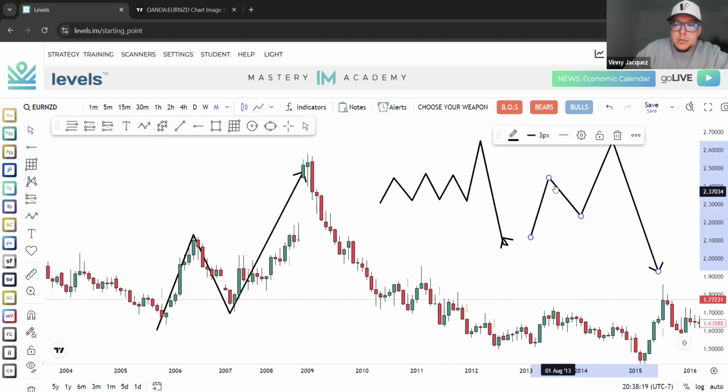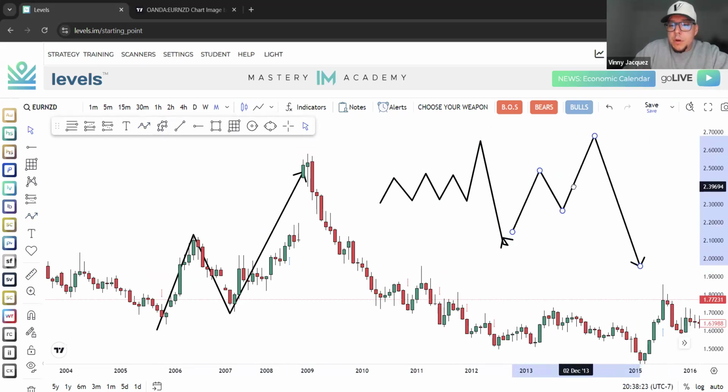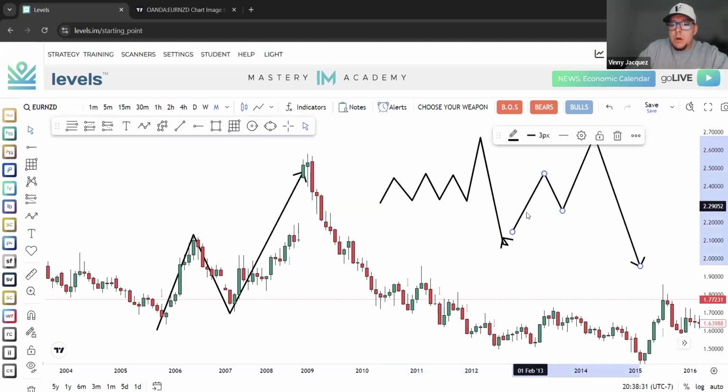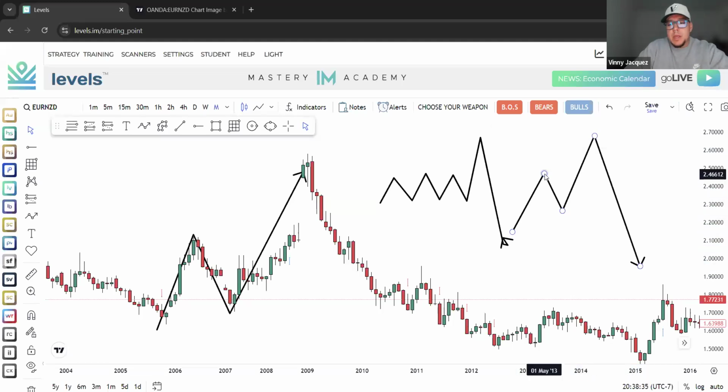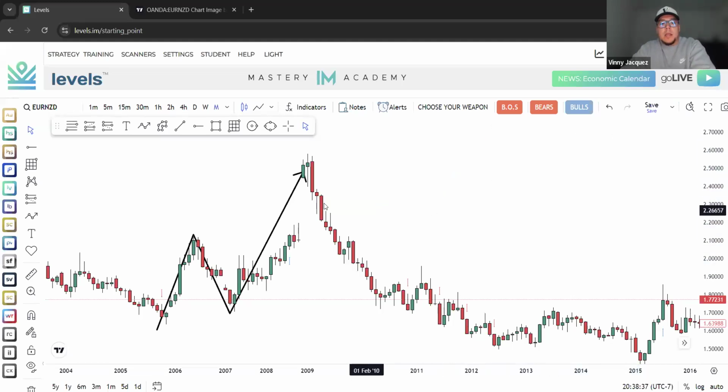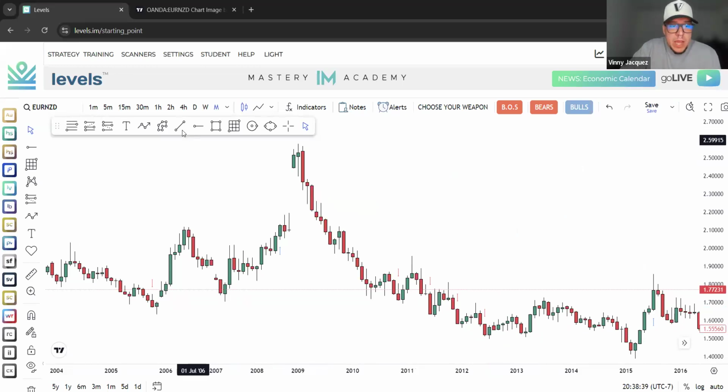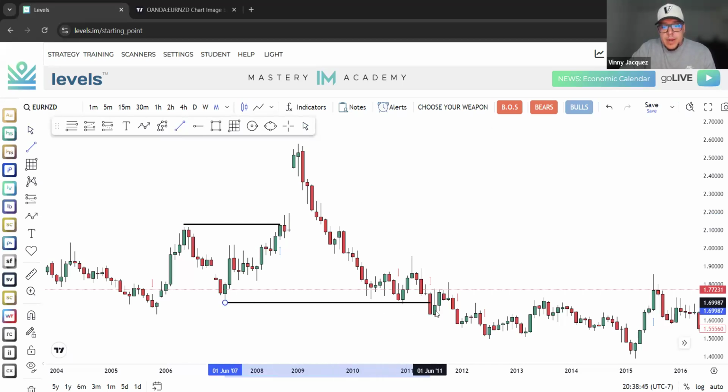Sometimes it looks like this too, right? With some pairs, it looks like this. Both are the same. Whether it consolidates, gives me a break of structure, then change of character, or just a clean market, higher high, higher low, higher high, change of character. Same thing, guys. So look, again, check me out. We have a break of structure to the upside. We get this change of character right here.